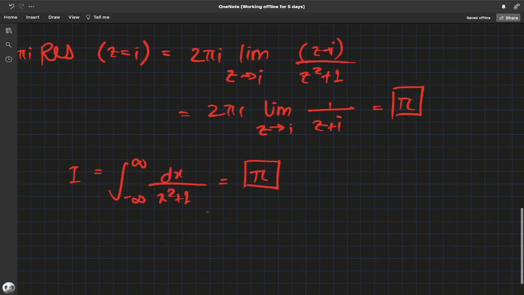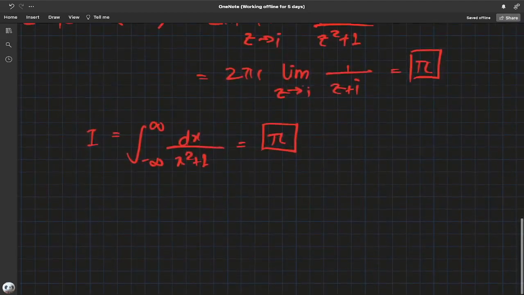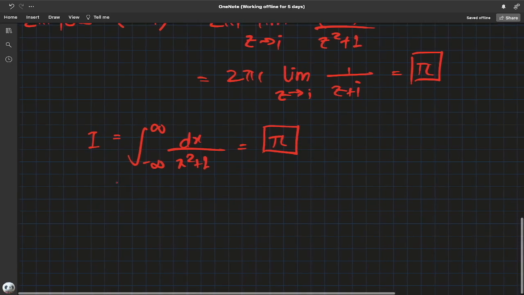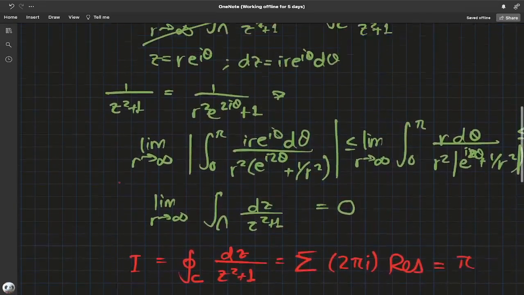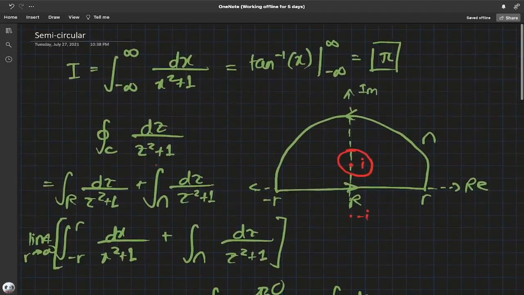You could also use the method that implements the inverse tangent, but such elementary functions may not be available every time as an antiderivative to which you can plug in. So this was one nice example, a clear-cut demonstration of how to do this. Now let's do another example where we have to consider a different contour.